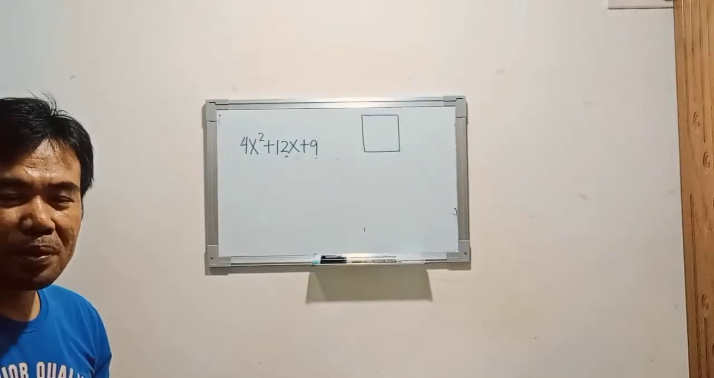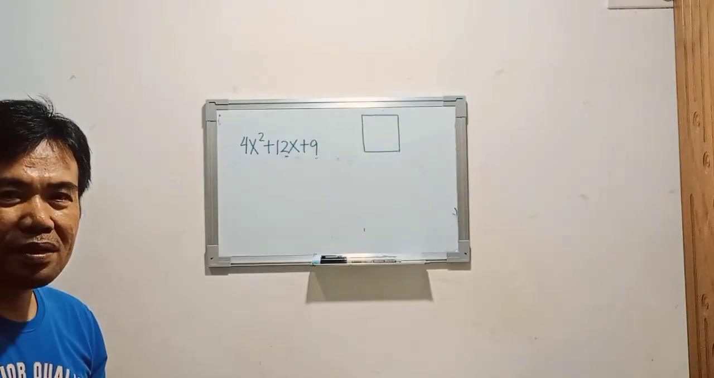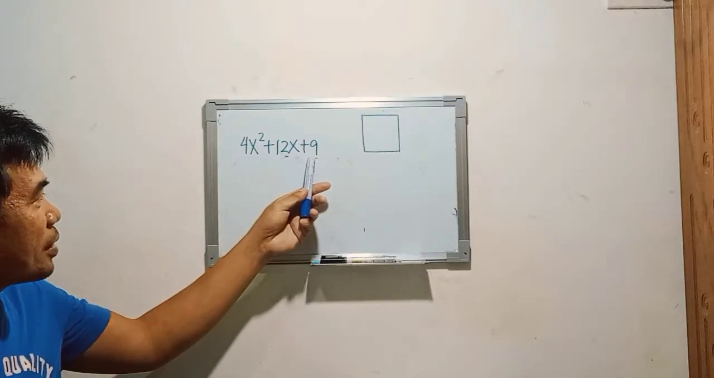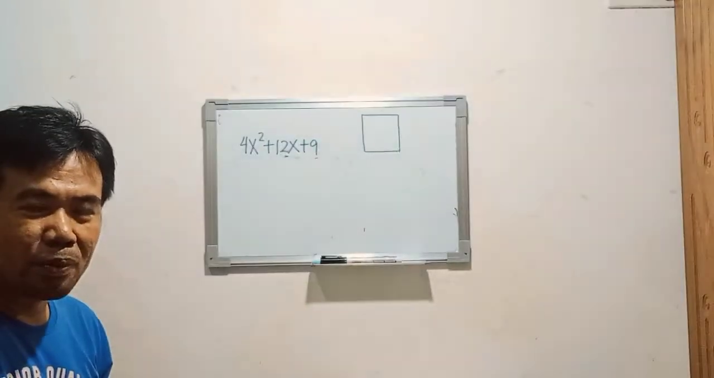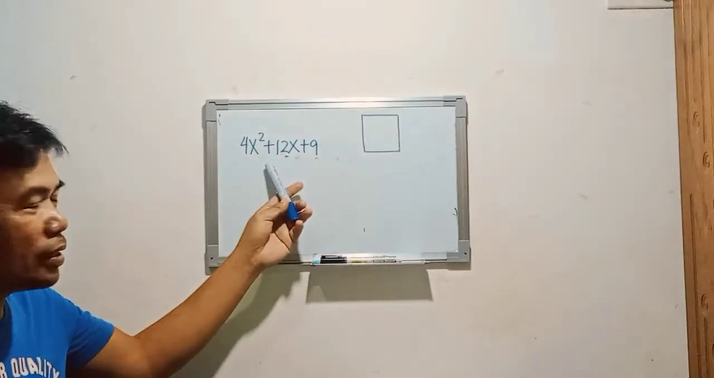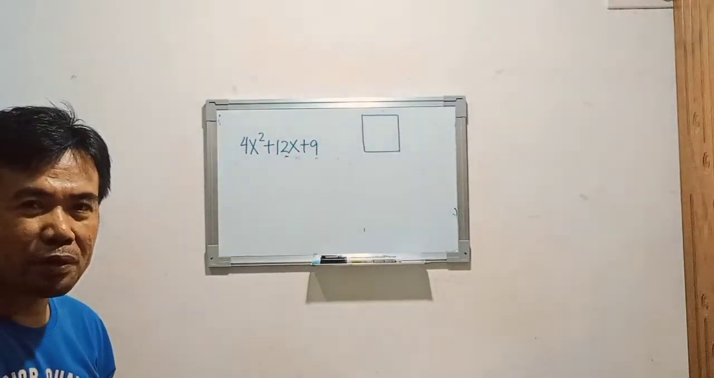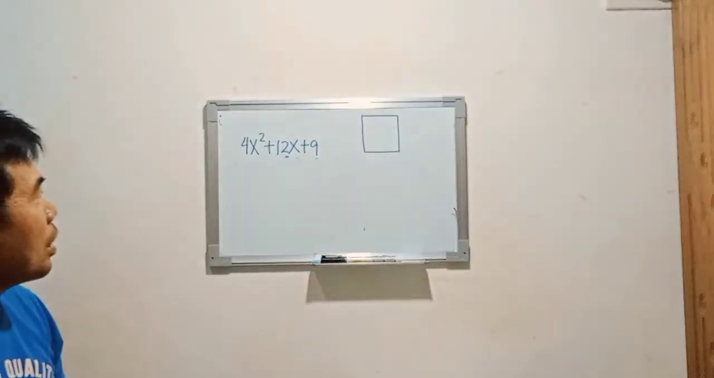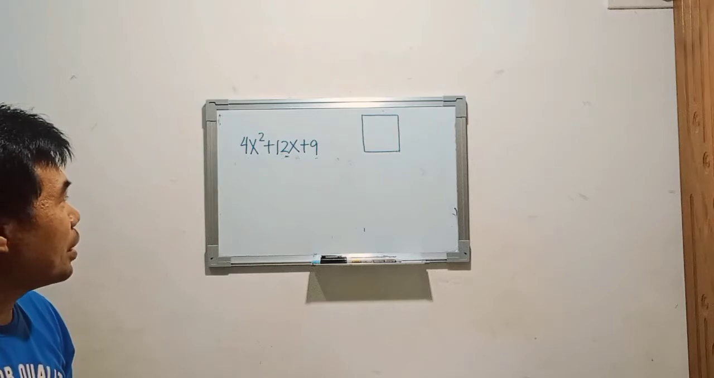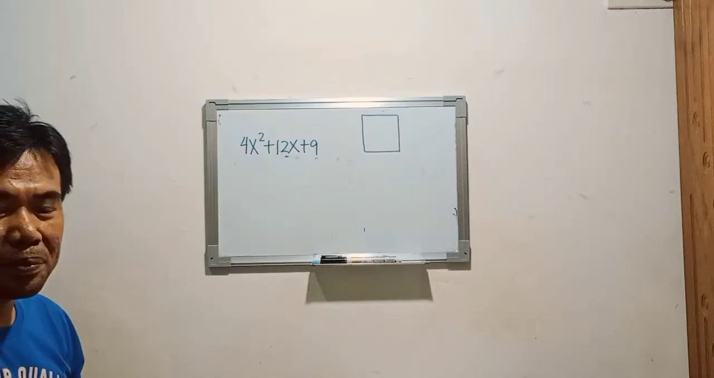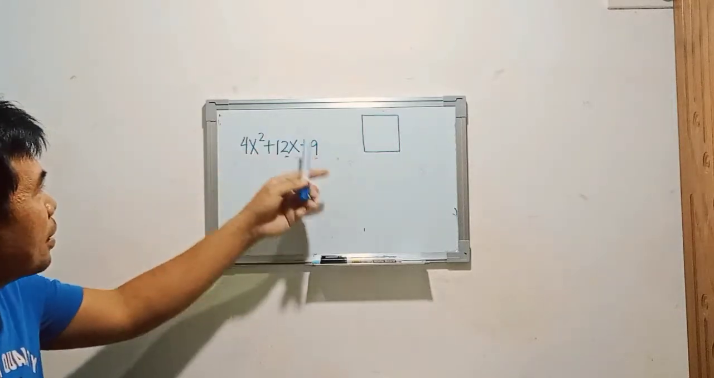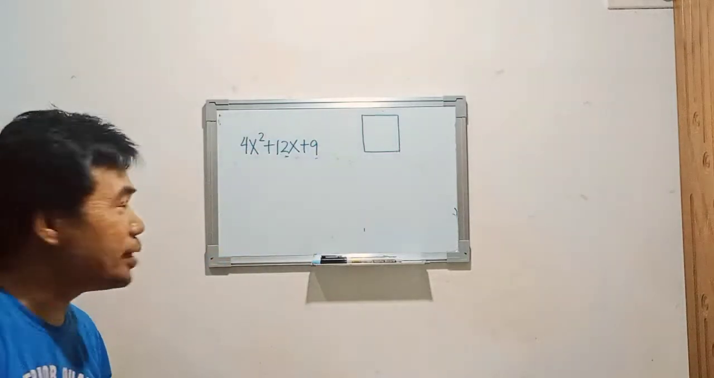Question number 2 talks about a square, and its area is expressed as 4x squared plus 12x plus 9. A square is a polygon having 4 equal sides. So it is safe to say that this trinomial is a perfect square trinomial. But we need to find out if this trinomial is a perfect square trinomial. So how to determine if the trinomial is a perfect square one? We need to find out if the first and the last terms are perfect squares.